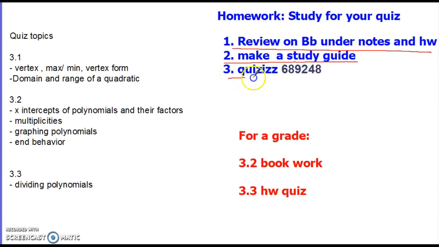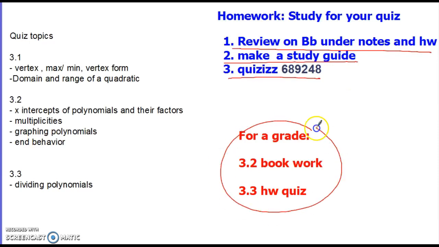And I also have a quizzes on that's available for you, and there's the code. So these things are optional. These are things that you should definitely be doing to help you study. But you have, for a grade, book work that I gave you an extension on, so make sure you're doing that. The answers are available on Blackboard in the answers for the book section. If you can't find it, let me know. And then the 3-3 homework quiz, which we started on in class. If you didn't finish that, finish that.